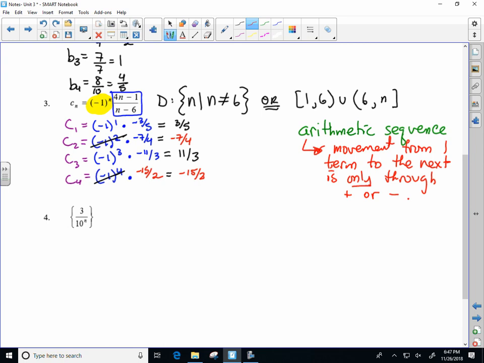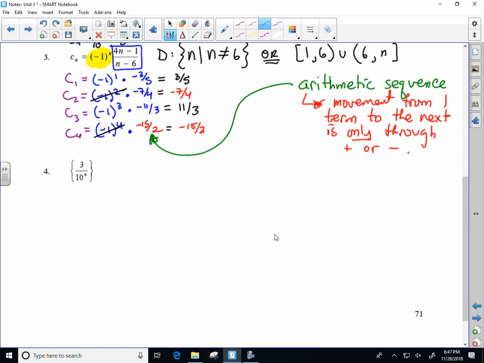Now, again, we have the alternating component of it, so in and of itself, it's not fully an arithmetic sequence, but it does have the basis of it. Right? If I ignored the part where we have -1 to a power and just focused on the meat of it, that part would be arithmetic. And down the line, we'll have to distinguish from one type of sequence to another.